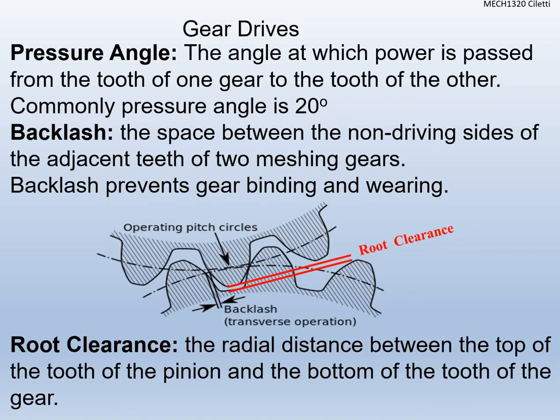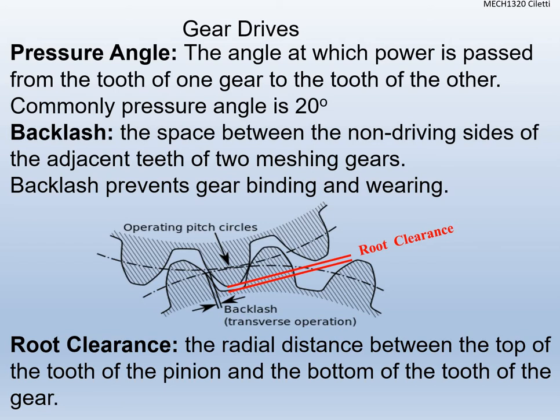But let's break down the pressure angle. We talked about it a little bit ago, but that's the angle that's passed from one tooth to the other. The most common pressure angle is 20 degrees. And you can kind of see in the picture where the tip of the tooth of the gear starts to turn inward, so it looks like shark's teeth or things like that. They're not as sharp as that, but you can kind of get the idea.